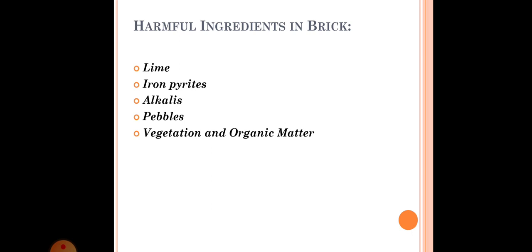Now there are some ingredients which may be harmful for the brick. So we'll see what they are. They are lime, like I told you, if it is in excess, it is not desirable. Then the iron pyrites, alkalis, pebbles and vegetation or any other organic matter. So we know that a small quantity of lime is preferred. The range is preferably between 5 to 10%.